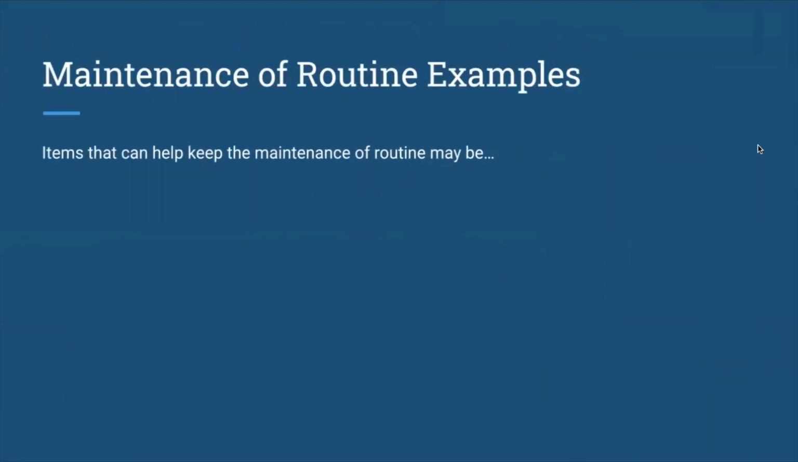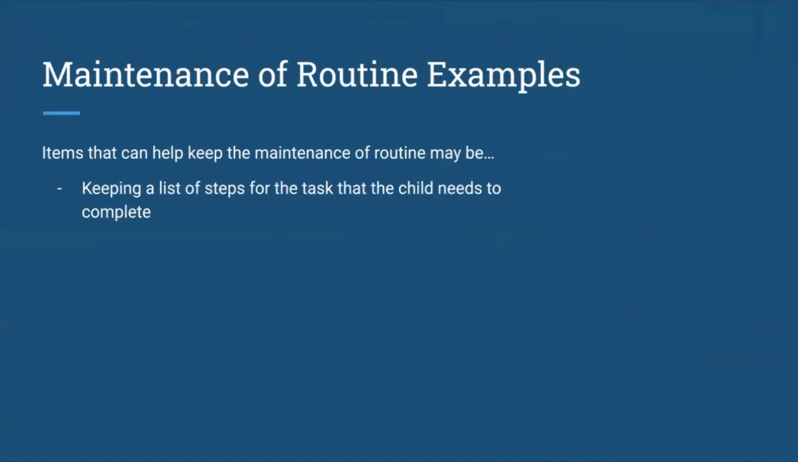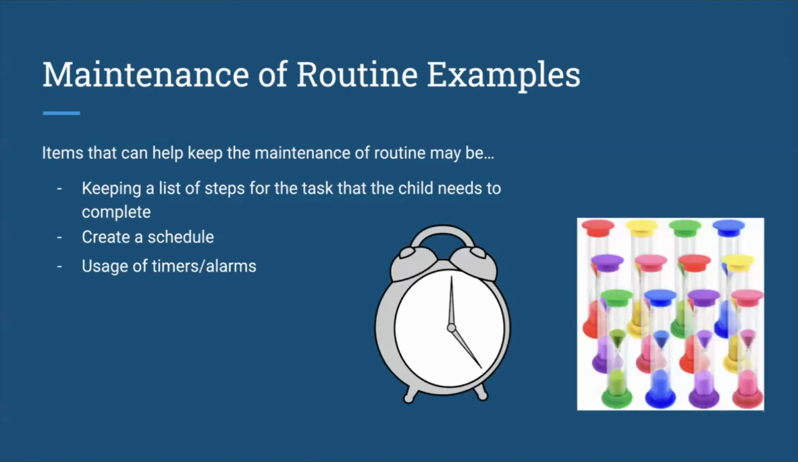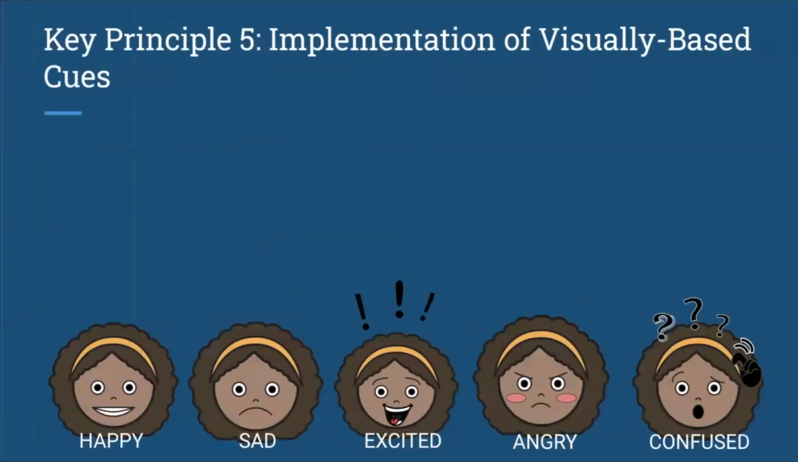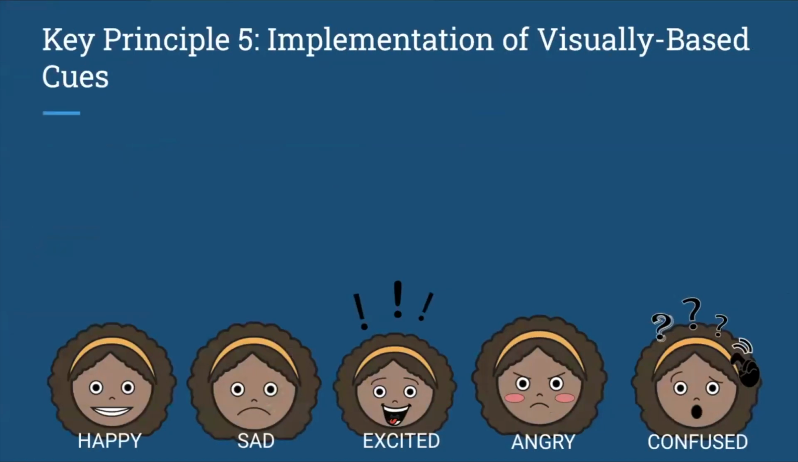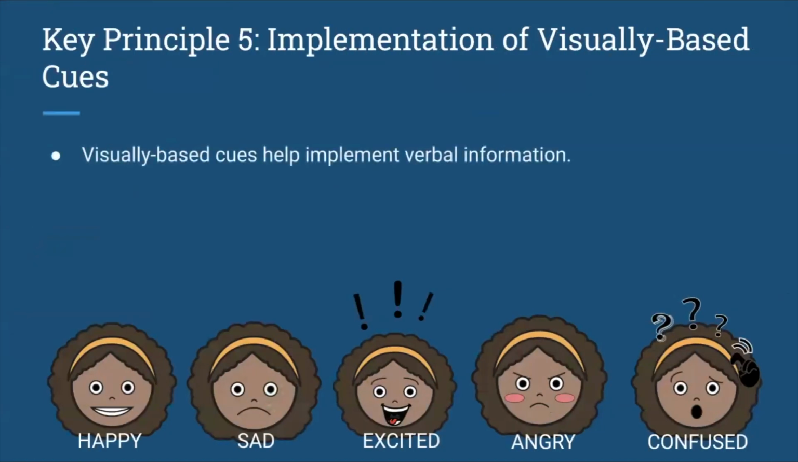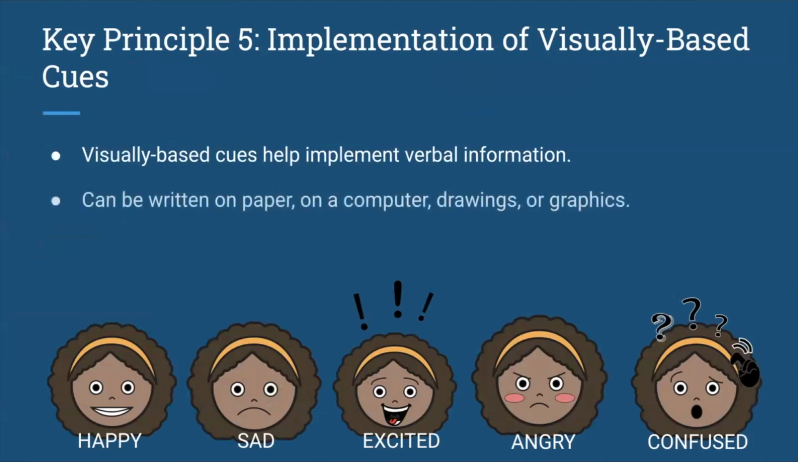There are many items that can help to maintain a routine, like keeping a list of steps the child needs to complete a task, creating a schedule for the child, consistency, and the usage of timers or alarms to signal when the schedule has begun and when it is ended. The fifth principle, implementation of visually based cues, helps to implement verbal information from the educator, caregiver, or therapist to the child. Visual information can be written on paper, from a computer, a drawing, or graphics.